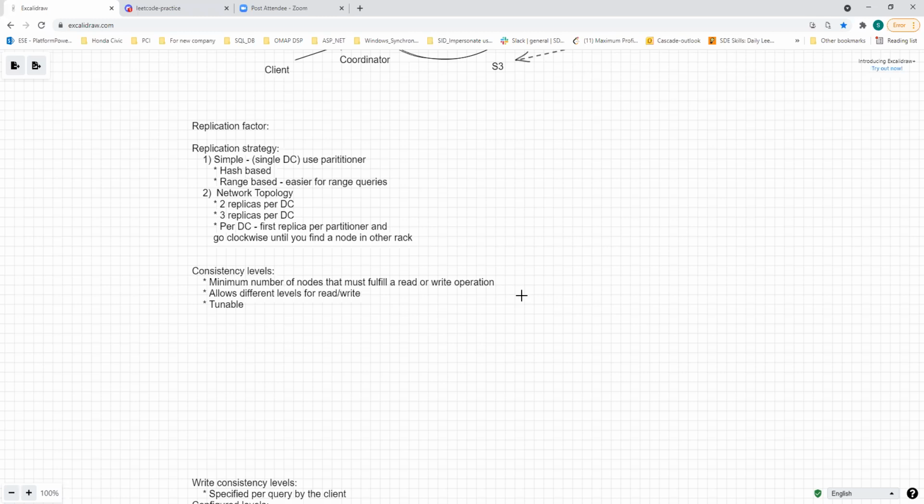Shashank, you had something? No, I was confused about rack, but I got it. Okay. This rack term. Yeah.